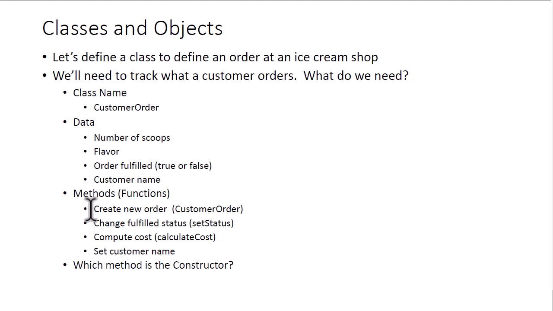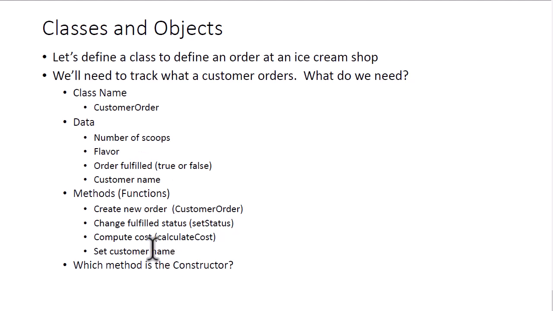Well, we need to create a new order as a method. We need to change the status to set whether it was completed or not. Well, we need to compute the cost. We need to know how much that's going to be to charge a customer. We need to know their name. We need to be able to set the flavor, set the number of scoops, all these different methods that we can create.